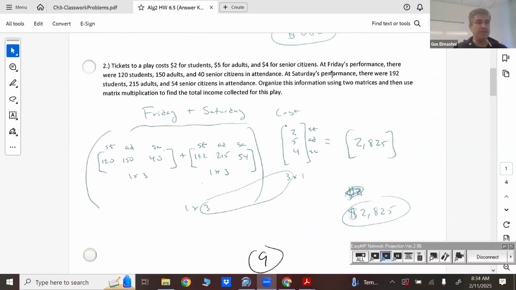But if you think about the tickets, that's like your inventory, how many tickets you're selling. And then the price is $2, $5, $4 for students, adults, and senior citizens. Add up all the tickets you sell for both days, multiply by the cost, and you get how much money you collect. And again, I'm not asking this question, so don't worry about it. To be honest, I think it's a pretty lame question because you just add the numbers and multiply by the prices. It's not that hard. So I don't know if it's really the best matrix problem. It's not what I really want to get at, so that's why I'm not asking it.